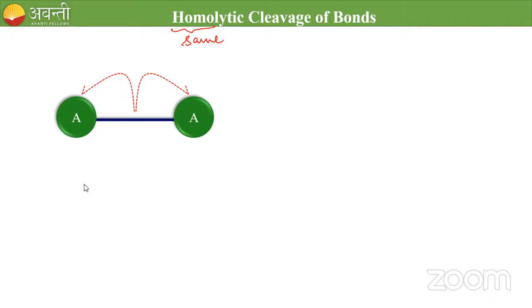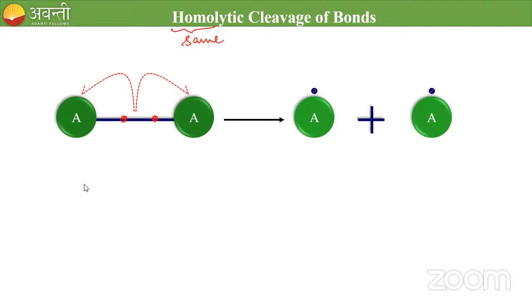So what will I get? I will get A dot and A dot. There are two electrons in a bond, and since both the bonded atoms are the same, the bond breakage will be like this. One electron will go to the first A and the other electron will go to the second A because there is no electronegativity difference between the atoms. So the breakage will be done like this, and we get two A dots.